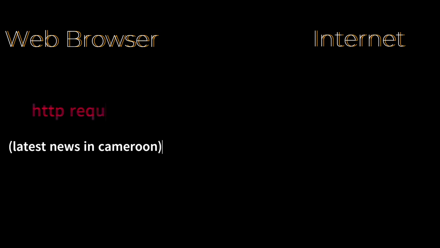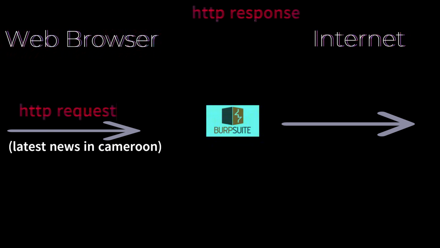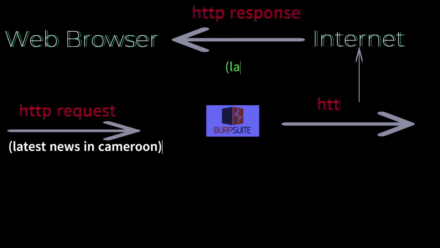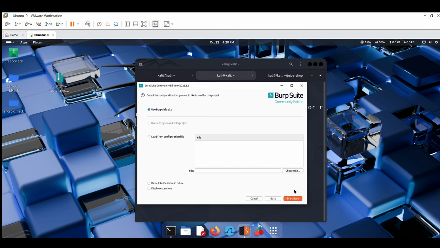Let's say you search something like latest news in Cameroon. Your browser creates an HTTP request and sends it to the web server. If Burp Suite is on, it will capture the request, and you can modify it before sending it to the web server. So instead of sending latest news in Cameroon, you could change the request and send latest news in Nigeria. And when you finally forward your request to the web server, it thinks you're asking for the latest news in Nigeria instead of Cameroon, and it returns search results for news in Nigeria. The browser search result now displays the latest news in Nigeria. This is exactly how Burp Suite works, by intercepting and manipulating conversations between your web browser and your Google server, all in real time.